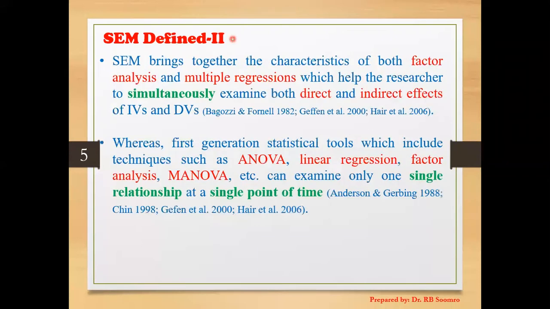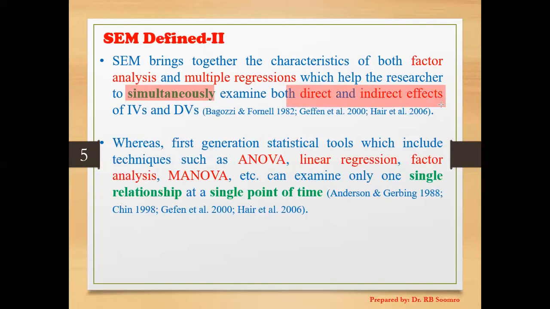Then SEM brings together characteristics of both factor analysis and multiple regression. Now we can say that SEM is a combination of factor analysis and multiple regression. Basically, in SEM we are applying multiple regression, but in an advanced manner. Another good thing is that you can run the model simultaneously, at the same time, and check direct or indirect effects, which was not possible in the first generation software.